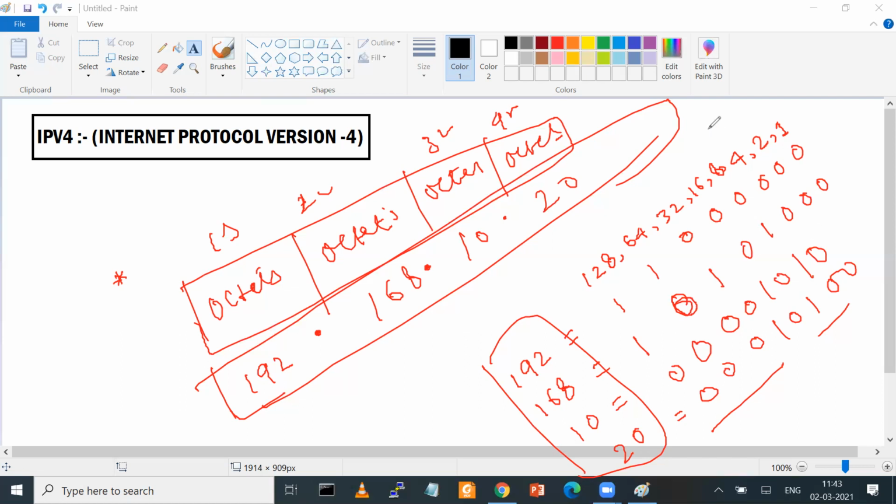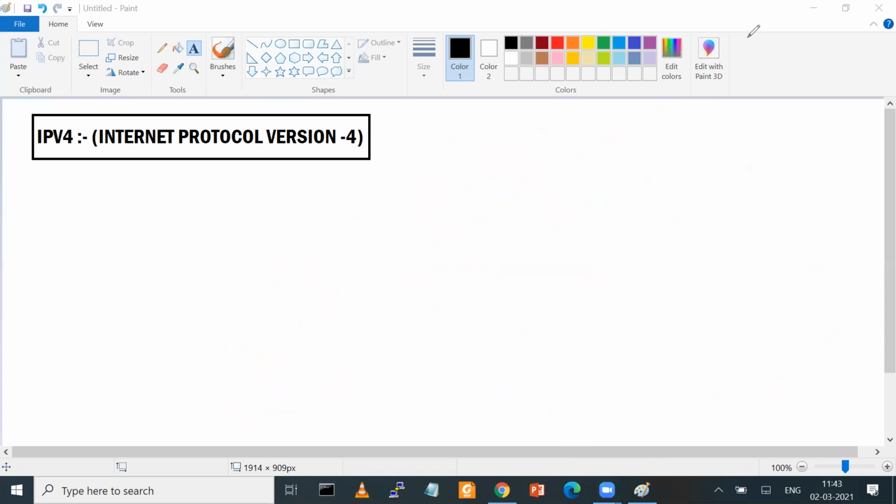Let's move ahead. Guys, now the next concern: the IPv4 address is basically divided into 5 classes. There are 5 classes.